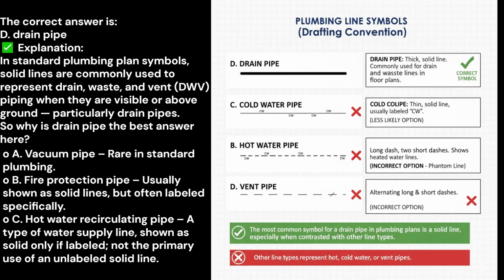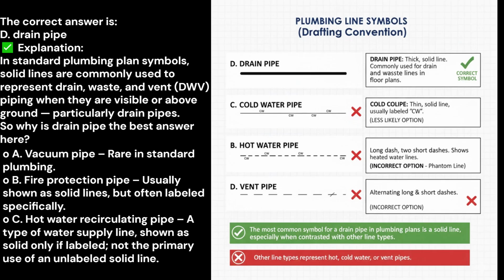B. Fire protection pipe: usually shown as solid lines, but often labeled specifically, e.g., FP or SPR4 sprinkler. However, in many standards, fire protection is indicated with dashed or special lines, or red color, not default solid. C. Hot water recirculating pipe: a type of water supply line, shown as solid only if labeled, not the primary use of an unlabeled solid line.